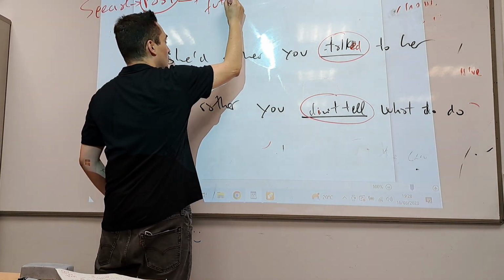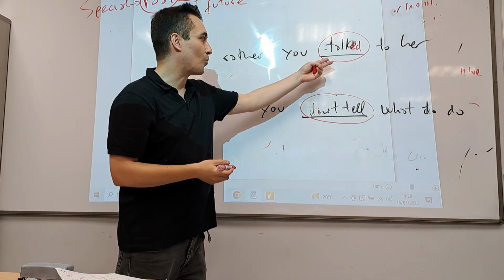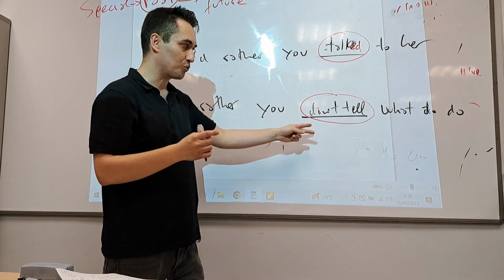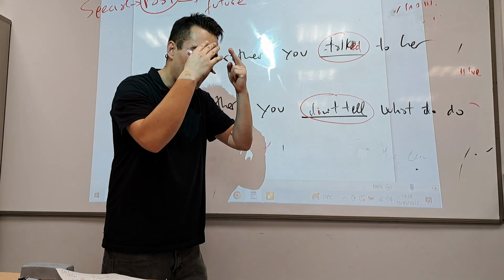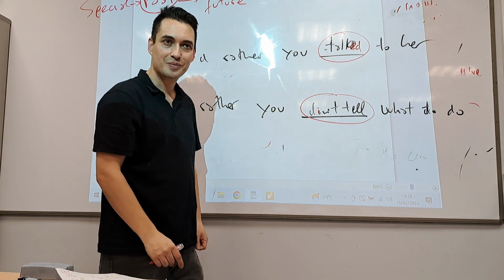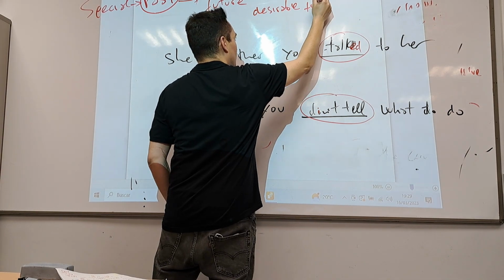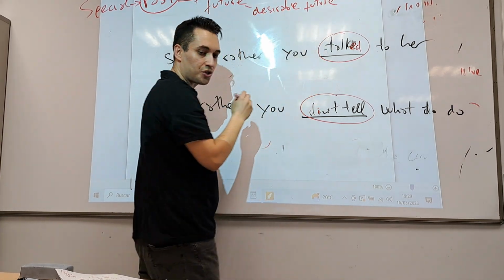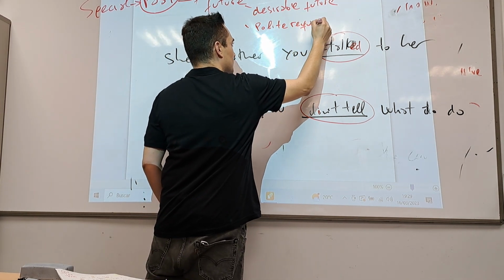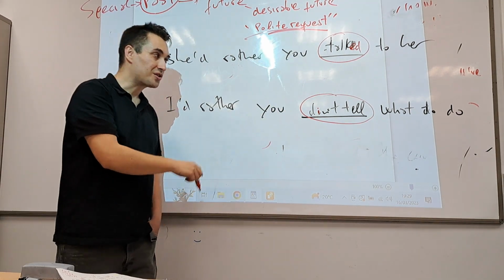What kind of future? A desirable future. So I wish you talk. She wished you talked to her. I wish that you didn't tell me what to do. So I imagine a perfect future in which you don't do these things. But I'm using the past. Desirable future, or you can also use it as a polite request. I'd rather you talk to her. I'd rather you didn't tell me what to do.